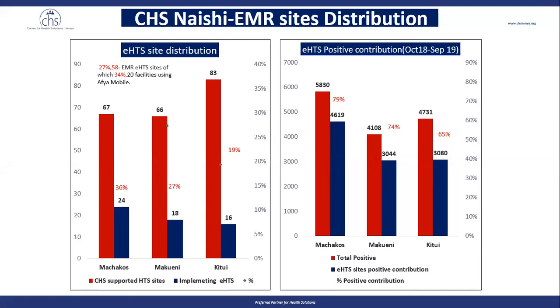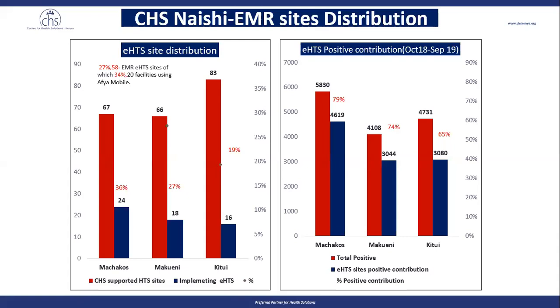When it comes to the facilities that are implementing eHTS, in Machakos we have 67 sites. That is 36% of them implementing eHTS out of the 67 sites. Makueni, 27%, and Kitui, 19%.